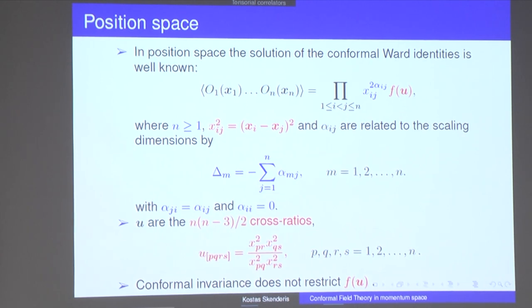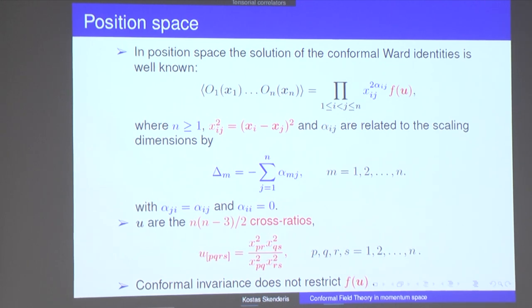Now, these alphas that appear over here are related to the dimensions of the operators on the left-hand side via these linear equations. So given the deltas, you view this as a system of linear equations, and you solve for the alphas, and then you put them in there. And the alphas are symmetric and have zero diagonal. And finally, we have this function of cross ratios. Cross ratios are given by this ratio of distances squared. And this object is invariant under all conformal transformations.